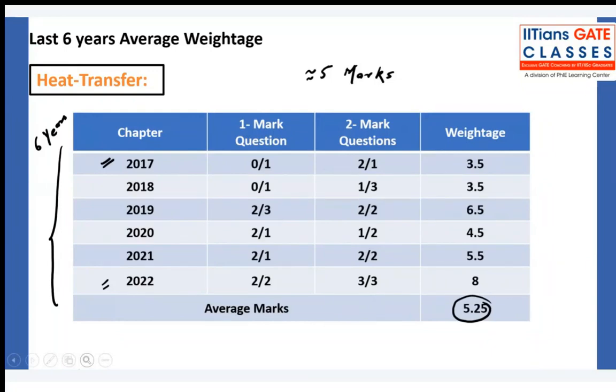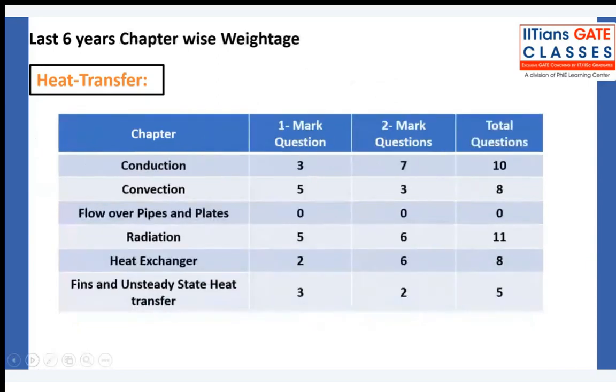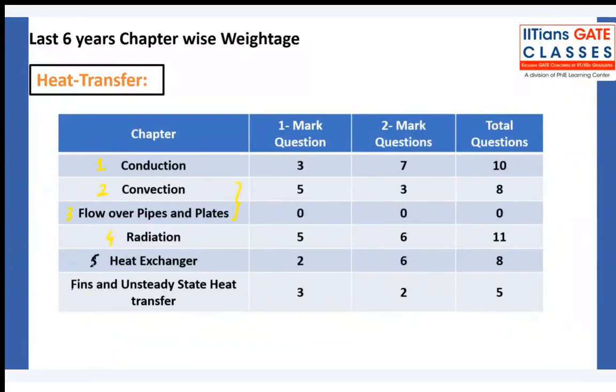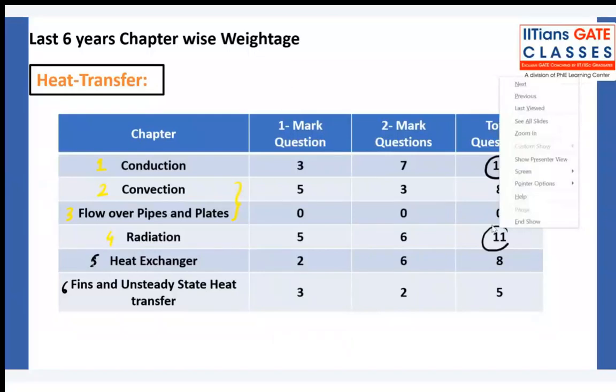Let's move on. Now let us see which chapters are important. Conduction is a chapter, convection is a chapter, flow over, this is also a convection part. Then radiation is a chapter, heat exchanger, and fins and unsteady state. If we see, the maximum questions will come from conduction and radiation. Maximum questions they have asked are from conduction and radiation.